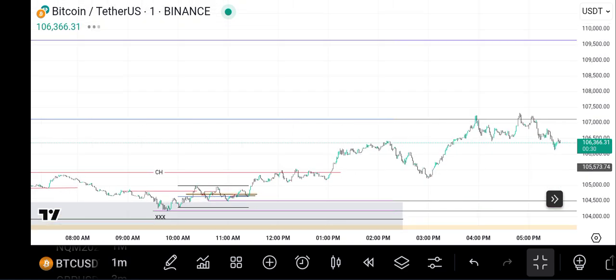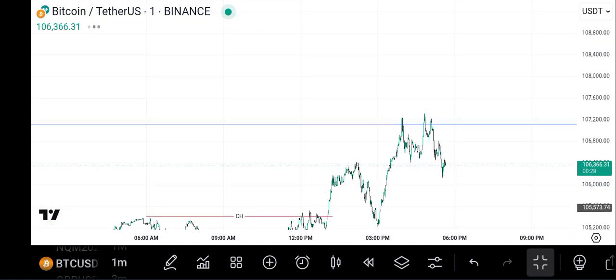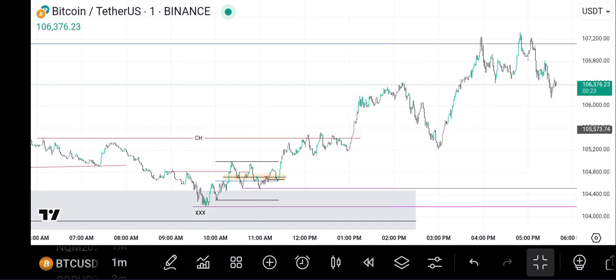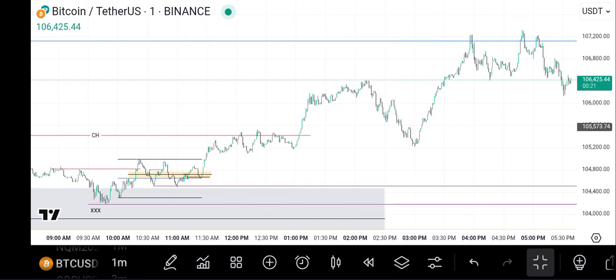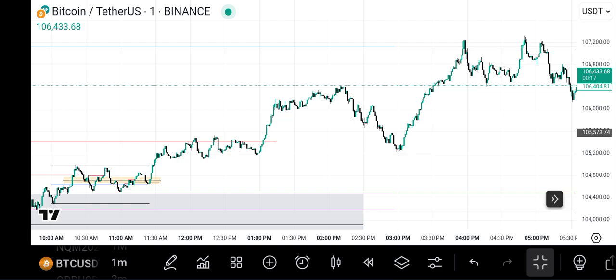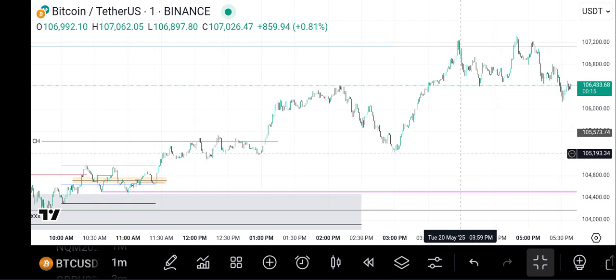Are you seeing it, guys? Are you seeing it? So this was the reaction that I would have been anticipating before this move into that draw on liquidity.